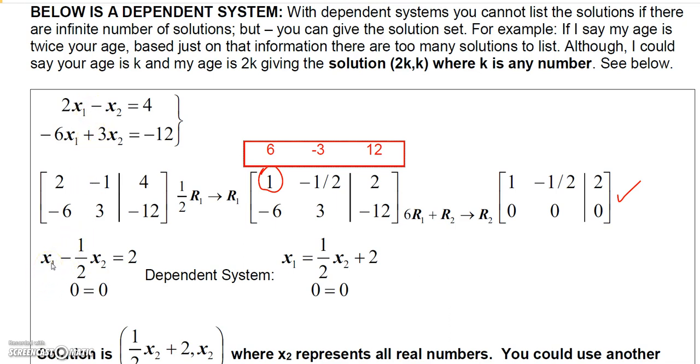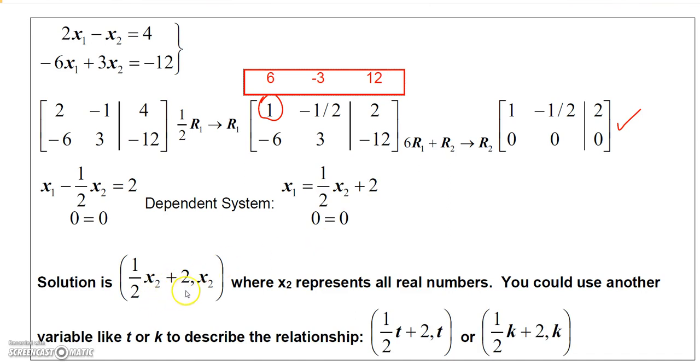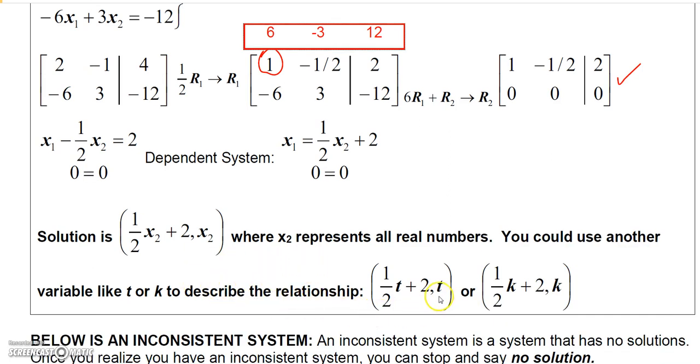Since they're basically the same equation, I can solve the first equation for x1 in terms of x2, and I get x1 equals 1/2 x2 plus 2. And so now I can let x2 just be x2, and then I know how x1 is related to x2. X1 is 1/2 x2 plus 2. And x2 would represent all real numbers. You could use another variable like t or k here if you wanted to. You would just say x2 is t, and then x1 is 1/2 t plus 2, or you could use k as I did here.